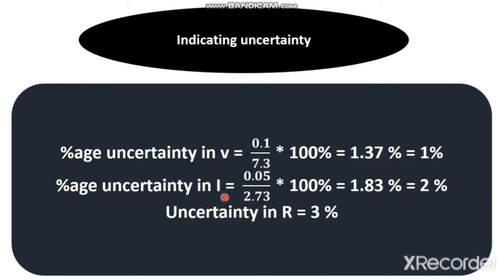While percentage uncertainty in the value of current is 0.05, because the absolute uncertainty or least count for current is 0.05, and the measured value of current is 2.73, multiplied by 100%, it is equal to 1.83%, and it is rounded up to 2%. So these two percentage uncertainties in the value of voltage and current will be added as 1 plus 2, 3%, where 3% is the total uncertainty in the final result or in the value of R.